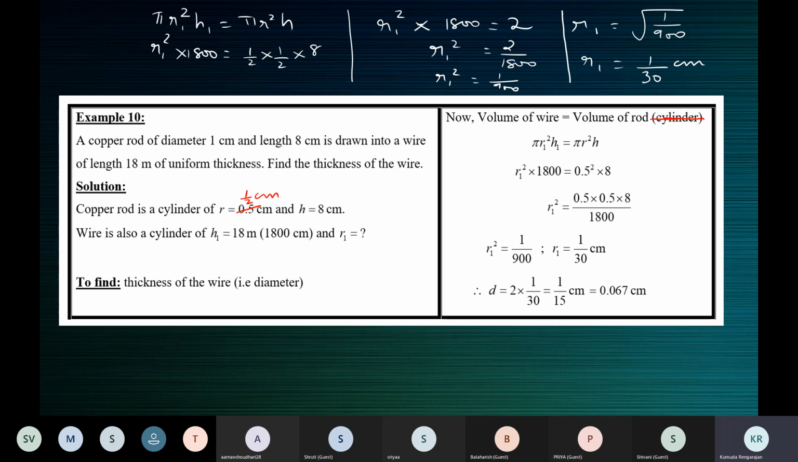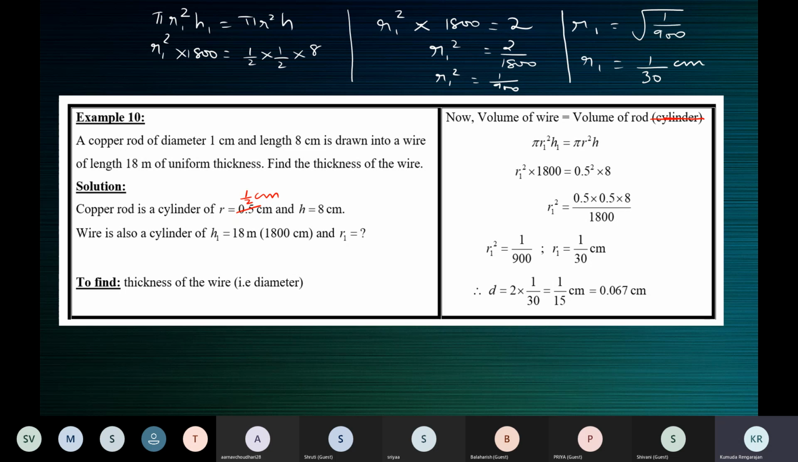The copper rod becomes copper wire. So the volume of the copper in the rod is equal to the volume of the copper in the wire. Both are cylinders, so pi r square h only you will have on both the sides. But differentiate the radius and height: r1 h1, r h.